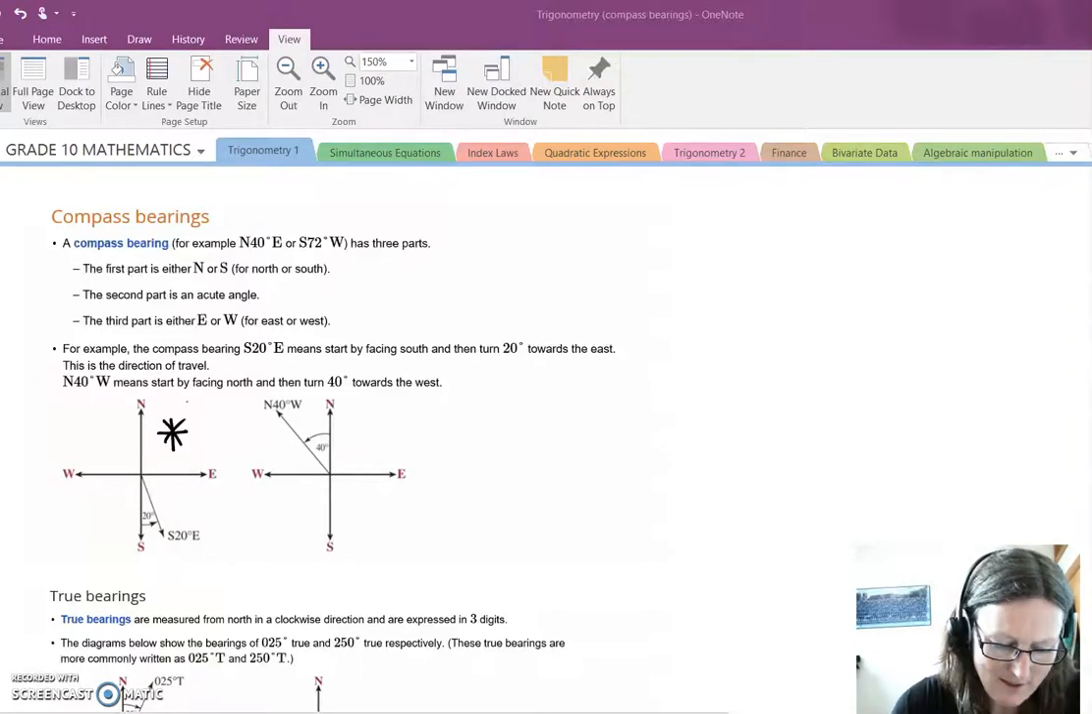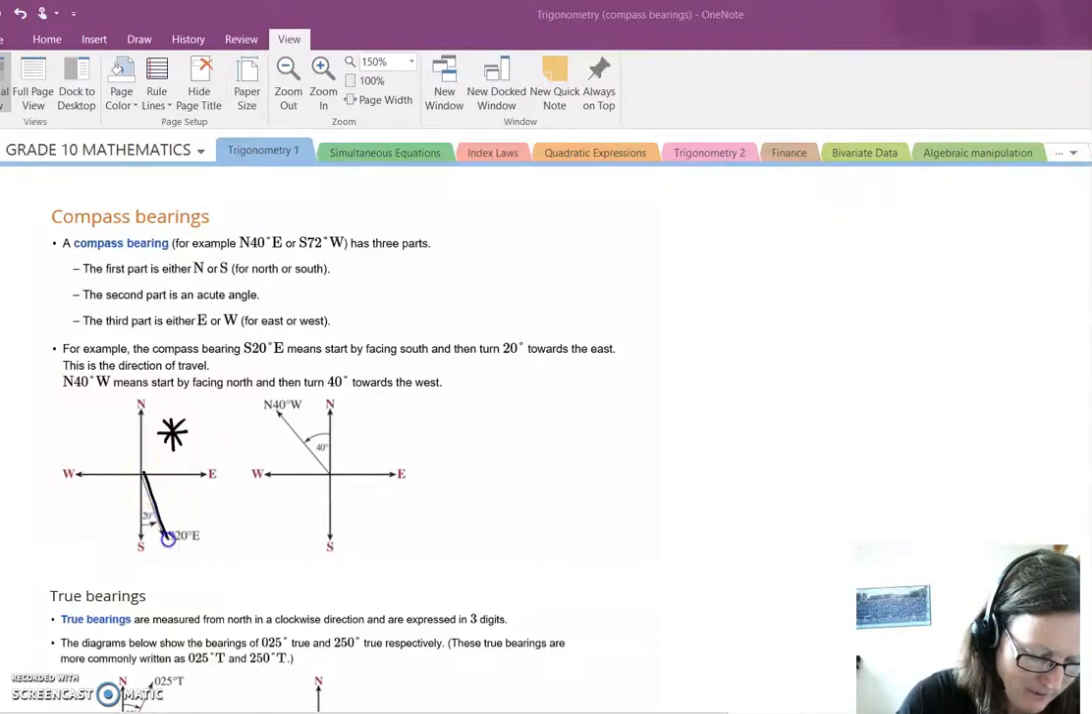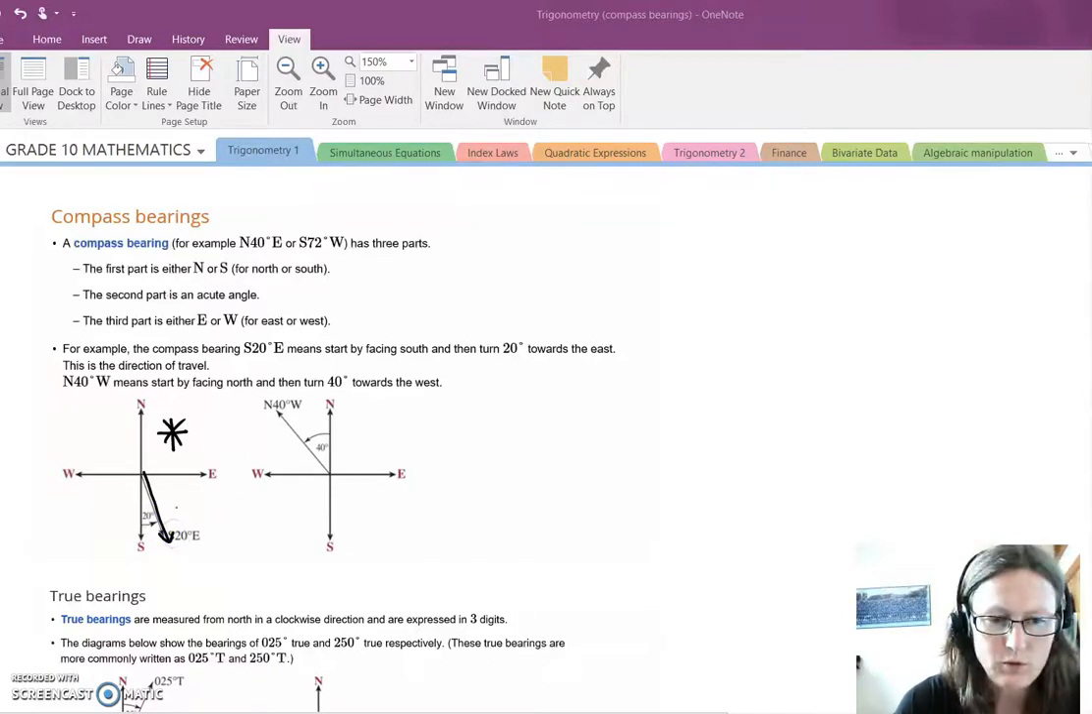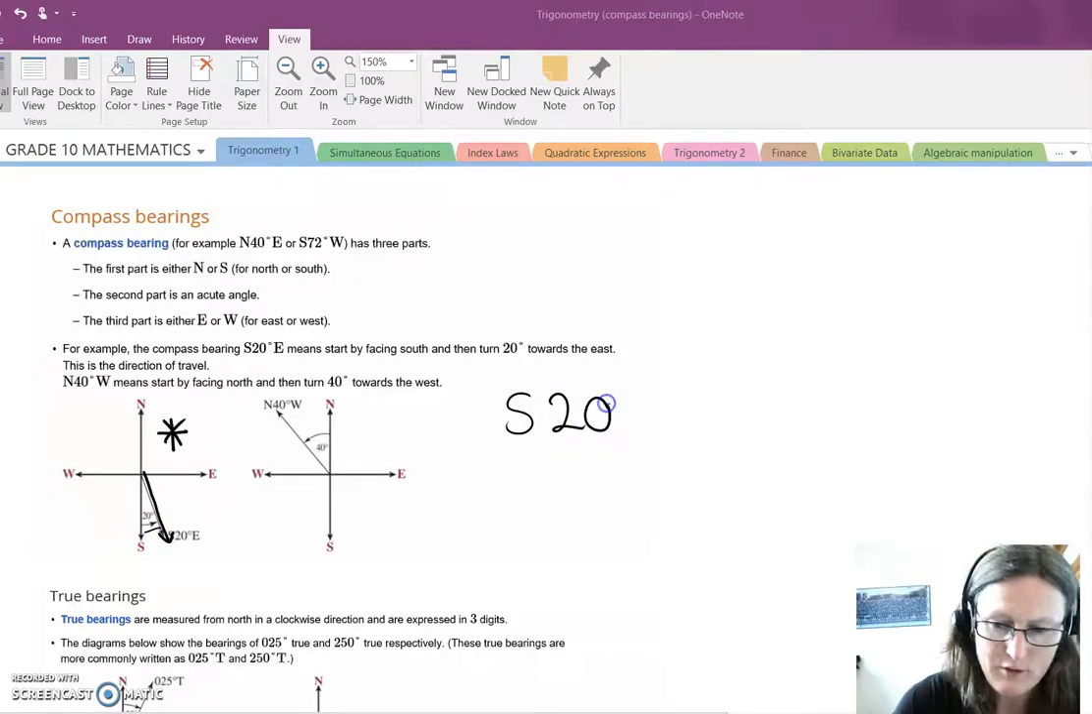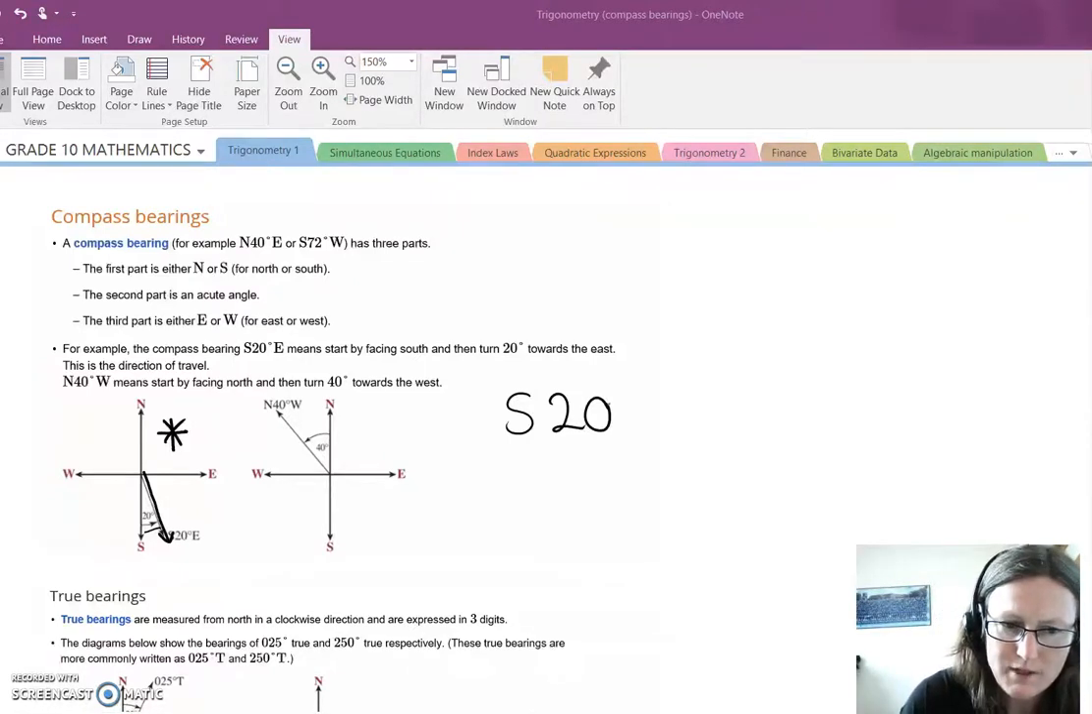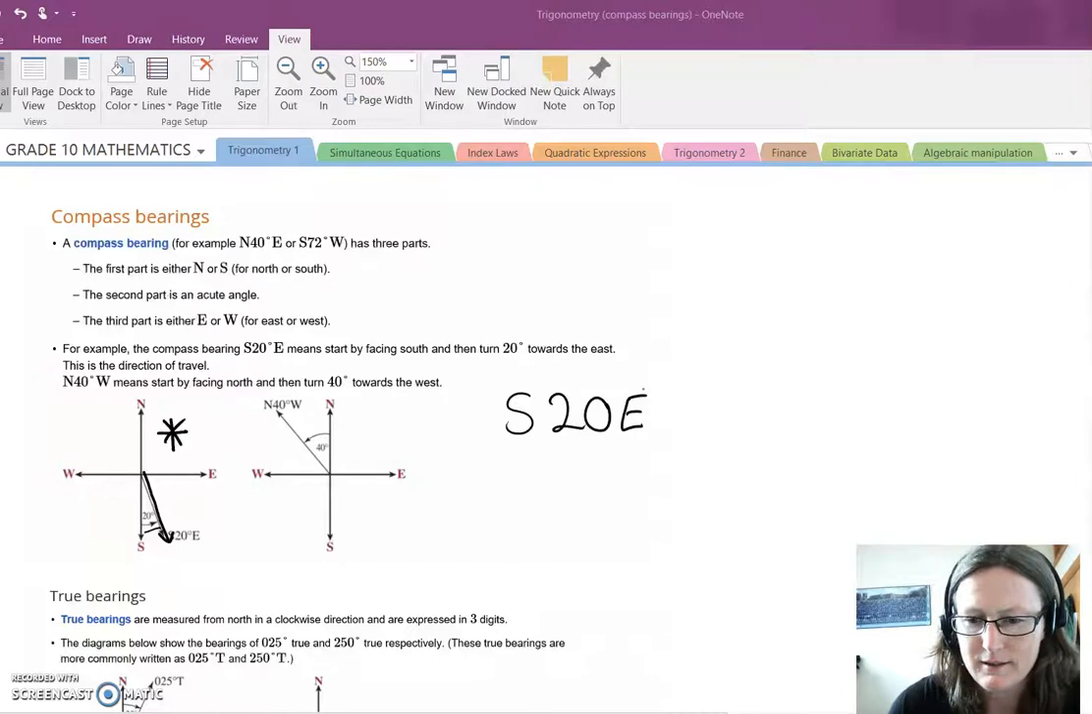So for this example, is this line here closer to north or south? Well, the answer is south. So it starts with the south. How far from south is it? There, we're told it is 20 degrees from south. And in which direction is it from south? In other words, have we moved 20 degrees towards the east or 20 degrees towards the west? And the answer is 20 degrees towards the east. So that is a compass bearing for that first example.